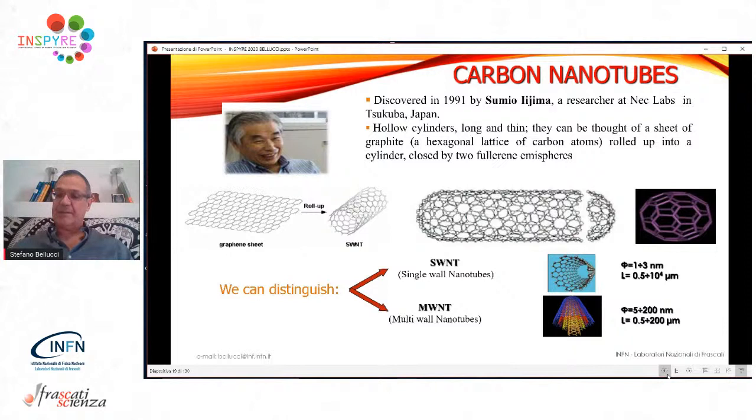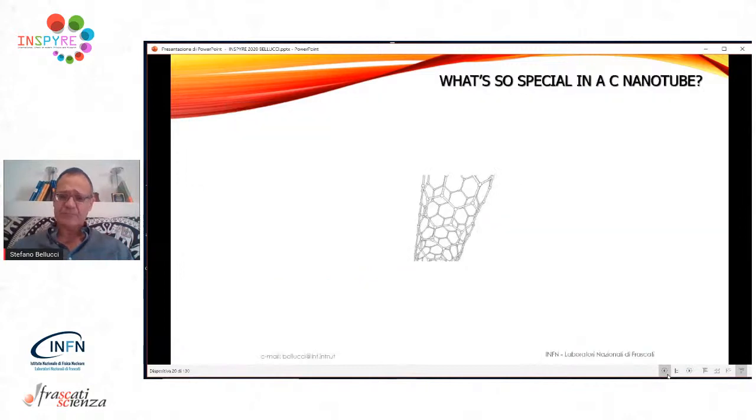For the multi-wall, it is a little bit smaller because the multi-walls are thicker. They range between 5 and 200 nanometers, and the length can reach, even nowadays, even a millimeter or a fraction of a millimeter.